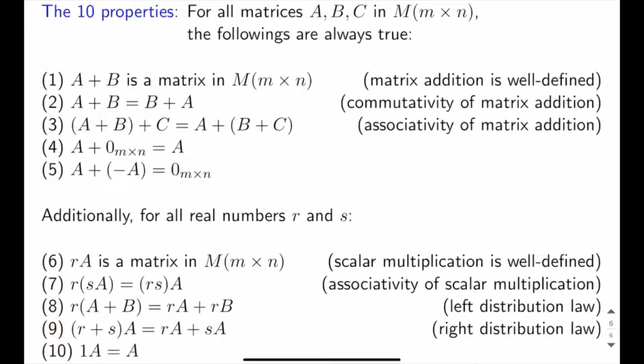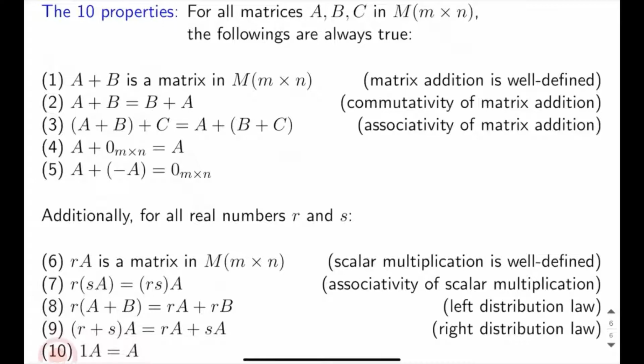The ninth property is considered as the right distribution of scalar multiplication. By the right distribution, we literally mean that we are going to distribute the matrix A to the sum of two real numbers r and s from the right of the sum. Right? Properties 9 and 8 are different because in 8 we distribute a number into the sum of two matrices, while in 9 we distribute a matrix into the sum of two real numbers.